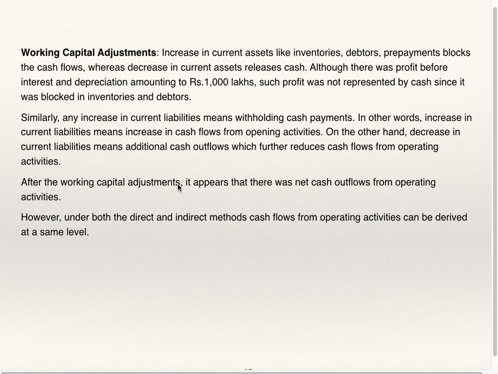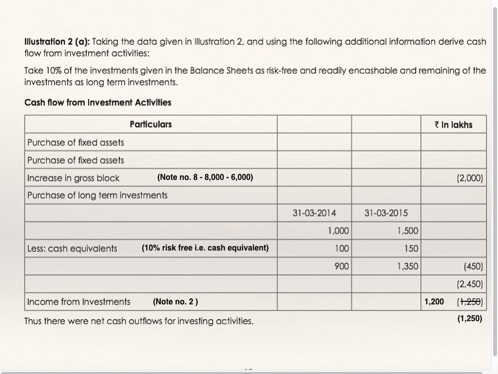After the working capital adjustments, it appears that there was net cash outflow from operating activities. However, under both direct and indirect methods, cash flow from operating activities can be derived at the same level. That means cash flow from operating activities by both methods, direct method and indirect method, is the same.